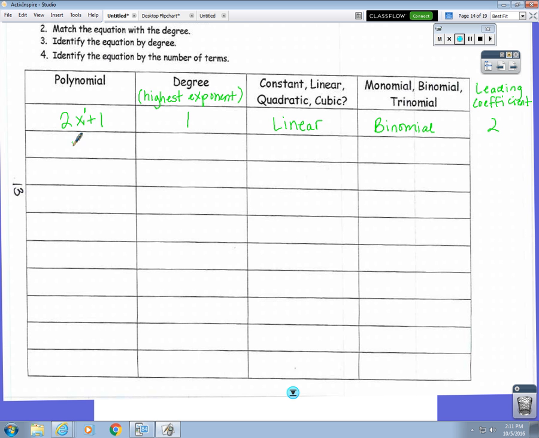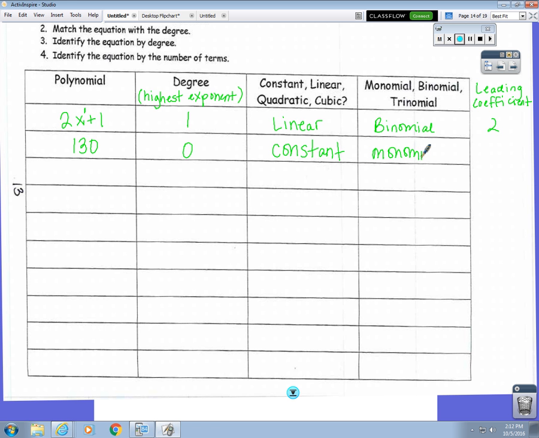Okay, now let's look at this. 130. Does it have a variable? No. Anytime it does not have a variable, it's degree 0. And what's it known as? Constant. Isn't a regular number without a variable just considered a constant? Okay. How many terms are in that polynomial? 1. So it's a monomial.